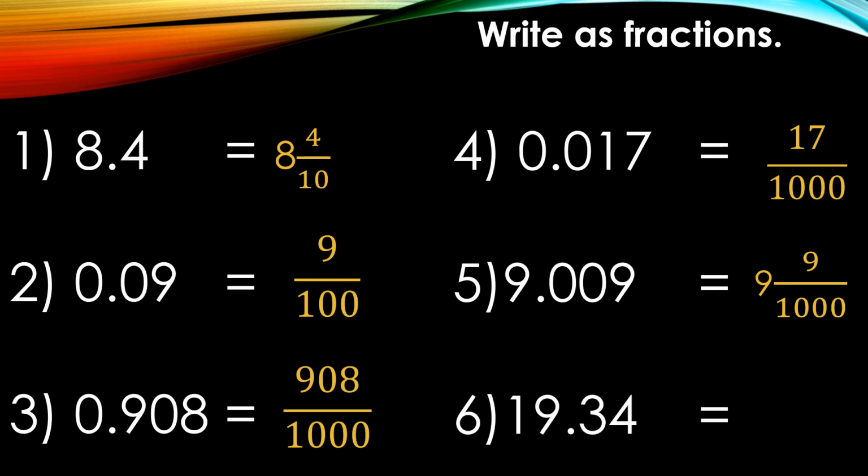Question number 6. 19.34. See, in this question, 19 is a whole number. So write 19 as it is. And the decimal part is 0.34. So the answer is 19 34 upon 100.